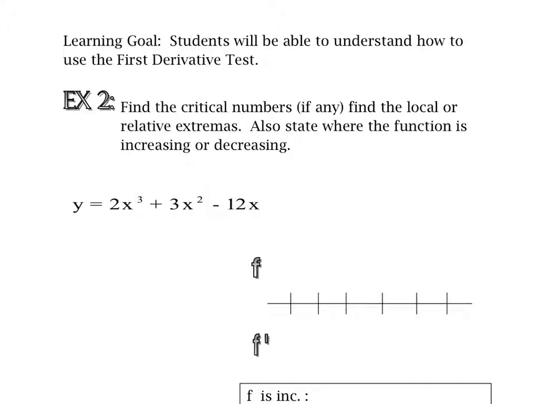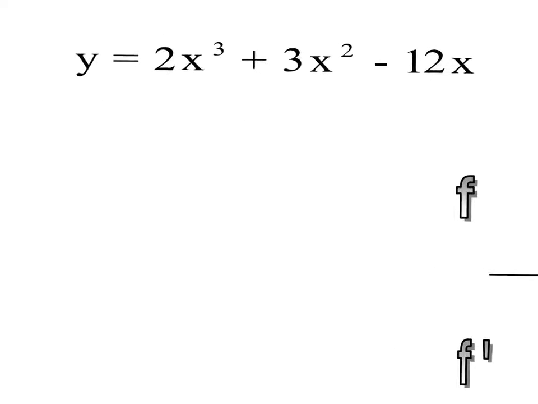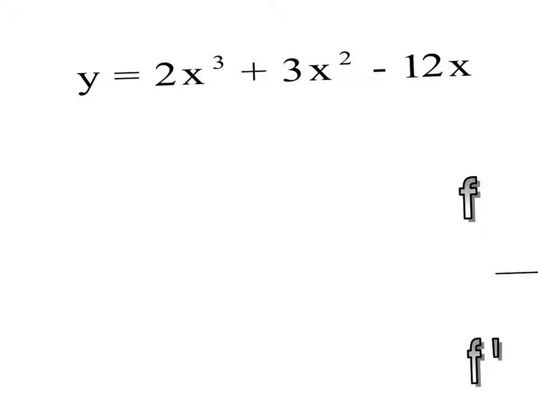Okay, here we have a cubic function. Same problem though, same process here. The very first step in this is to identify my critical numbers. So that means I need the derivative. Remember, critical numbers are when the derivative equals 0 or it does not exist. So take the derivative. Y prime equals 6x squared plus 6x minus 12.